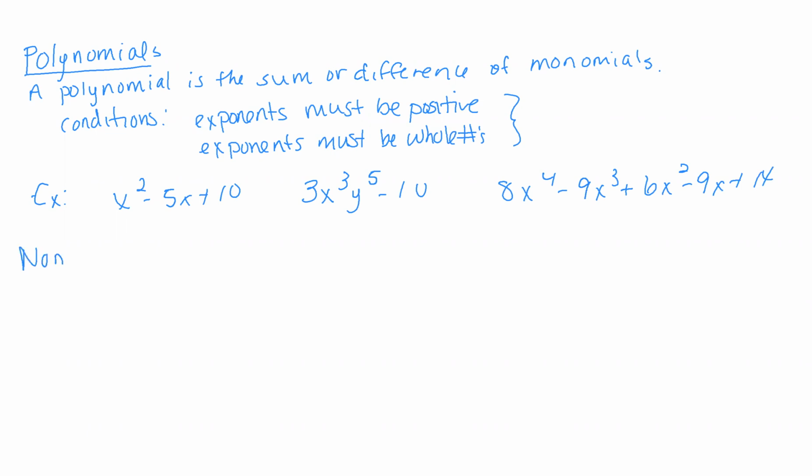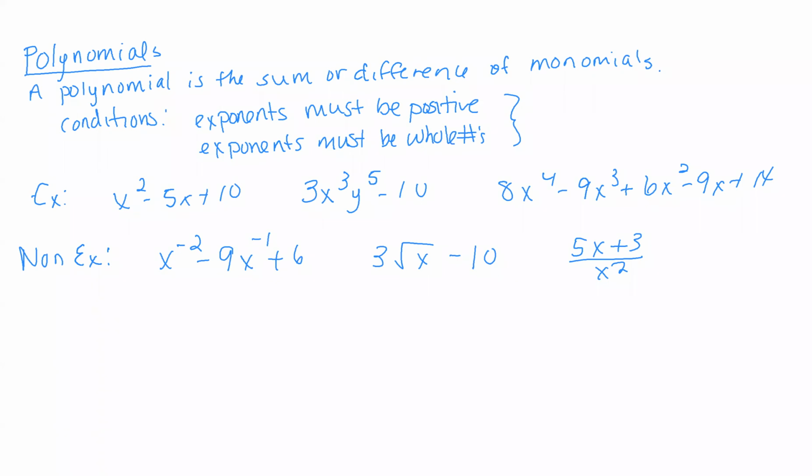Non-examples, so stuff that would not fit the definition, would be if I had x to the negative 2 minus 9x to the negative first plus 6. If I had something like 3 square root x minus 10, that would be a problem, okay? If I had something like 5x plus 3 over x squared, that would be a problem. So when you're dealing with a polynomial, you have to meet these conditions of having a positive exponent and a whole number exponent.